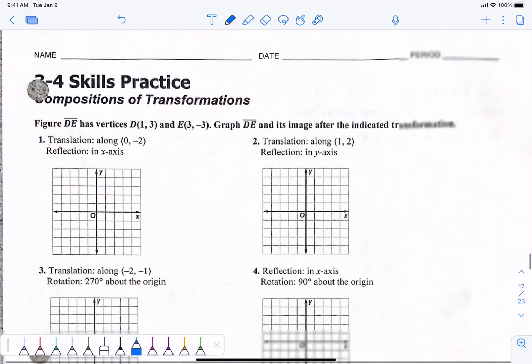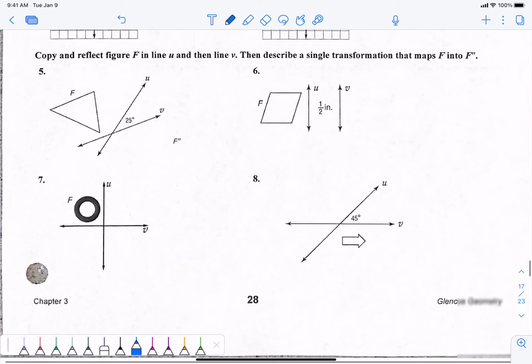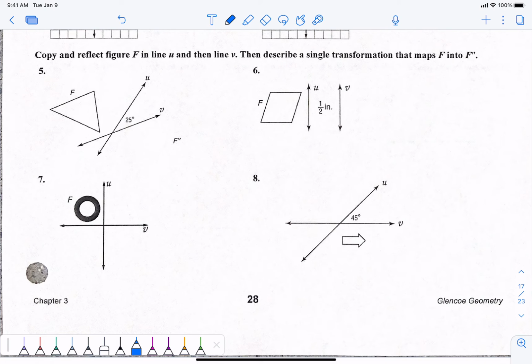Okay, on your homework assignment, let me show you what this looks like. You don't have this paper yet, but I want to show you this for the other people. On the bottom side, you have 5, 6, 7, 8, and for your drawings, just rough sketch what they are going to look like, but really I want you to focus on describing a single transformation. Make sure you have that and you give me that part.